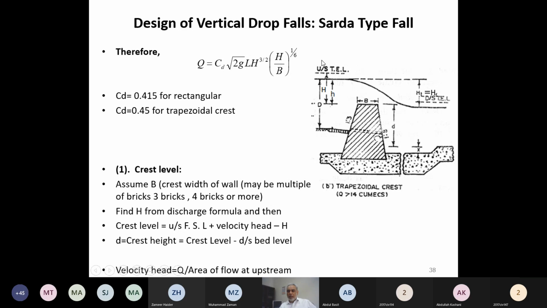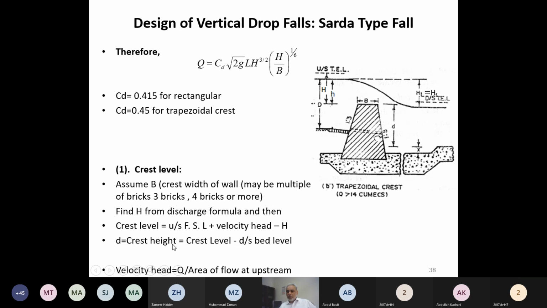If the upstream total energy level is known to us, then the crest elevation can be found by subtracting the just calculated capital H. We have just calculated capital H from the discharge formula. So subtract H from the upstream total energy level, and you will reach the crest level. So this crest level will be decided. Subtract from this crest level the downstream bed level, and we will get the small d.